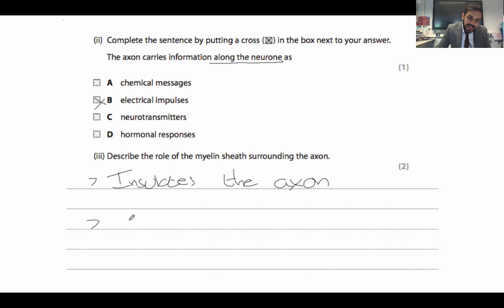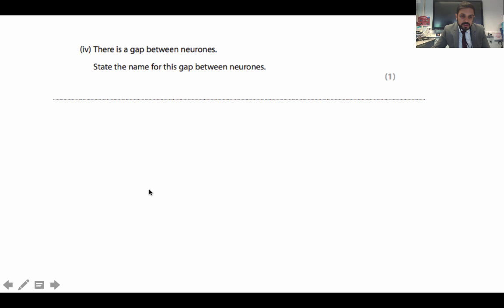It allows for quicker electrical impulses. So they just move a lot faster. Okay, there's a gap between the neurons. What's the gap called? We just discussed the gap. What is the gap called? The gap is just called a synapse.